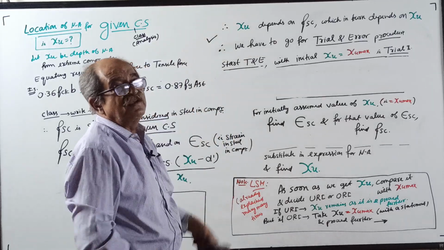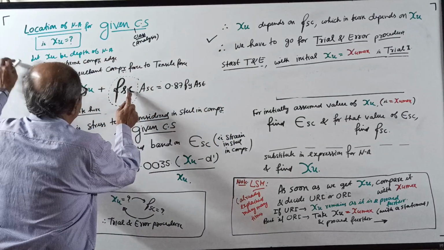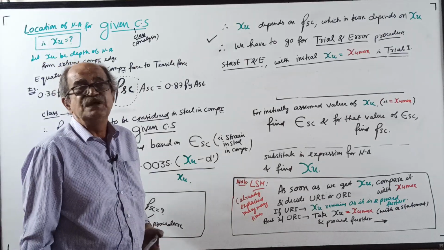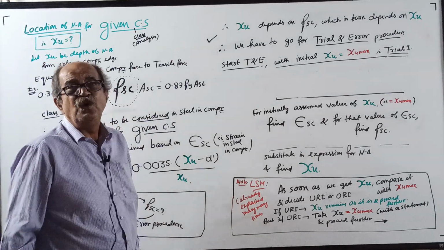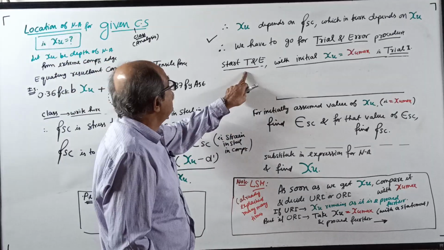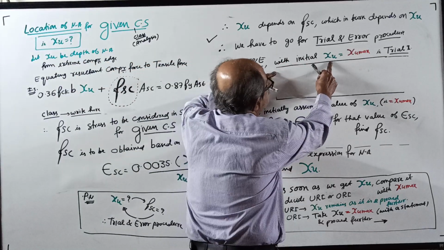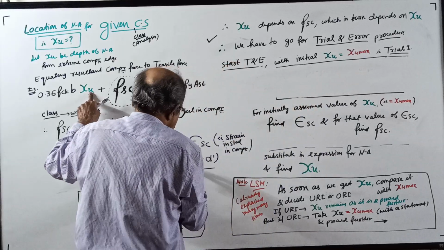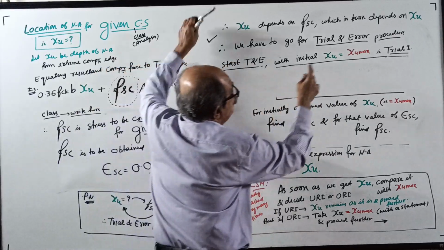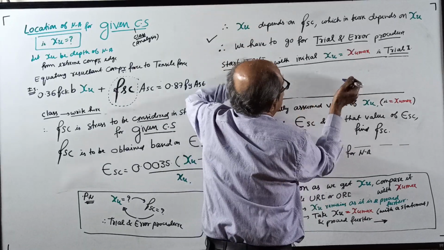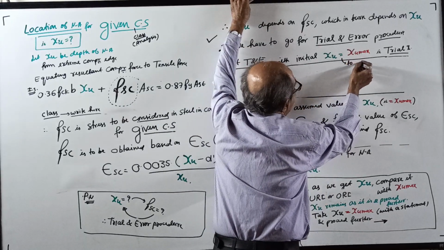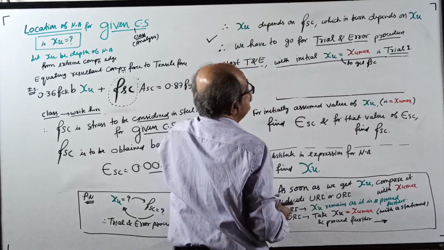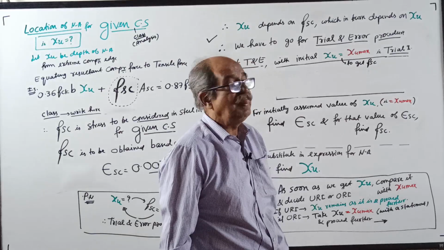How to start trial and error? Among these two values, one of them we have to assume. FSC we have no idea. What you do is, you start trial and error with the initial XU. See, initial XU here, not that XU. With initial XU equal to XU max, to get FSC. This is called trial 1, the first trial.